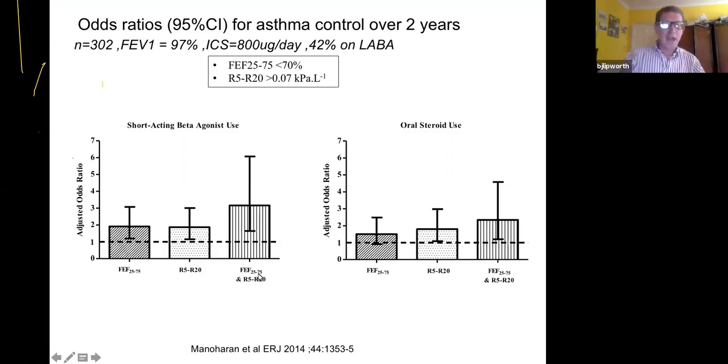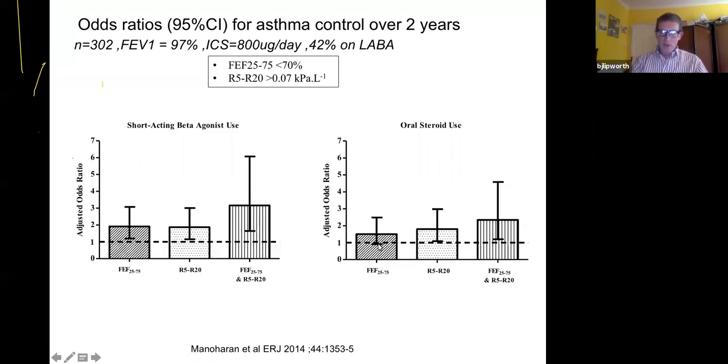Now, there is a caveat here, and we can rely on these FEF2575 values because we were obsessively neurotic about getting patients to breathe out all the way to residual volume. So we knew that these were genuine recordings and they weren't under-reading their FEF2575. So that's the caveat. If you're going to use FEF2575, as I tell my fellows, you have to look at the flow volume loop to ensure that patients breathe all the way out to residual volume, otherwise it's a waste of time. Now, if you look at oral steroid bursts, it's a very similar picture.